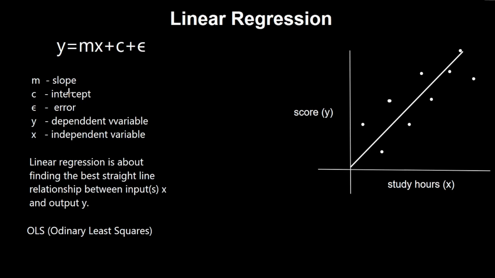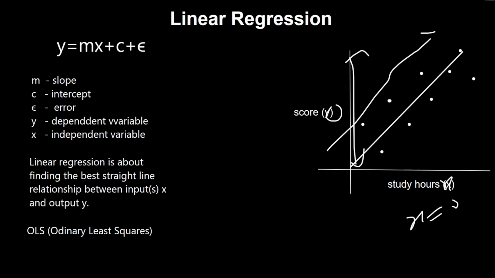Then we have the intercept. Intercept is where the line intersects the y-axis. In other words, it is the value of y when x is 0. Let's say the line is like this. It intersects here. Let's say this point is 3. So it intersects at y = 3. This is the intercept value.